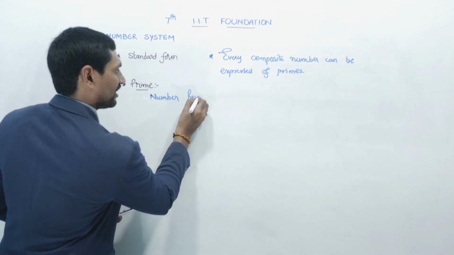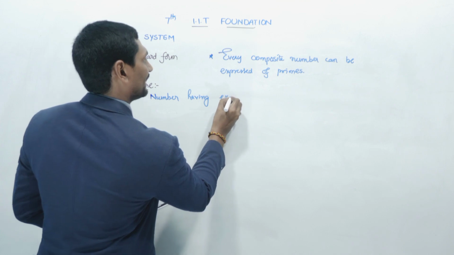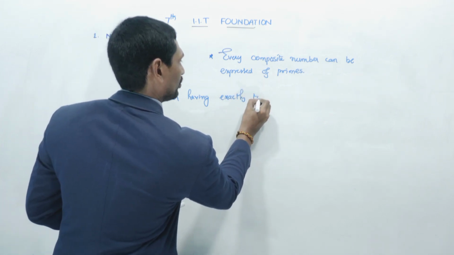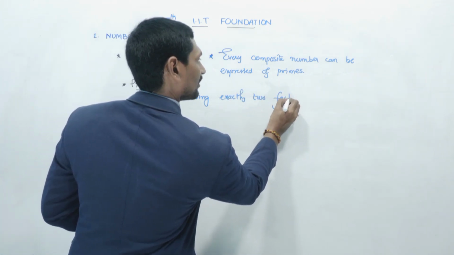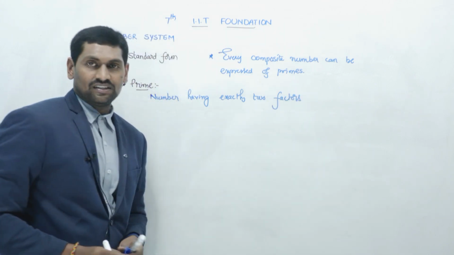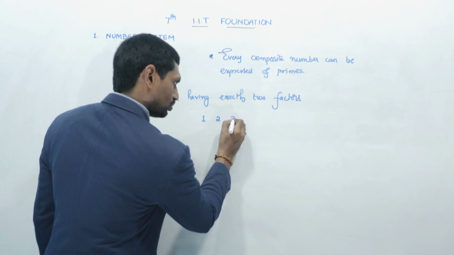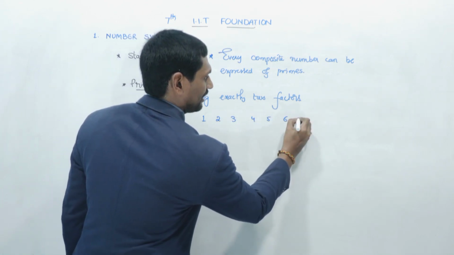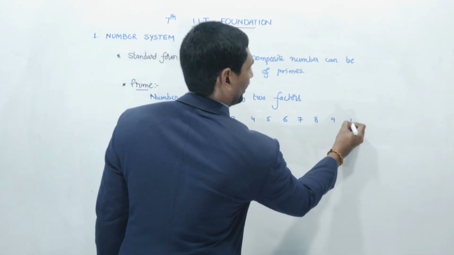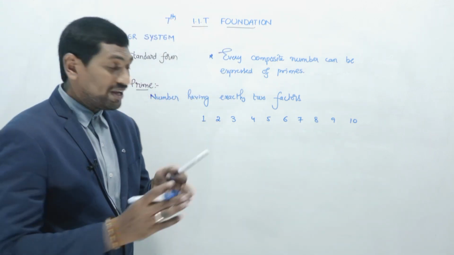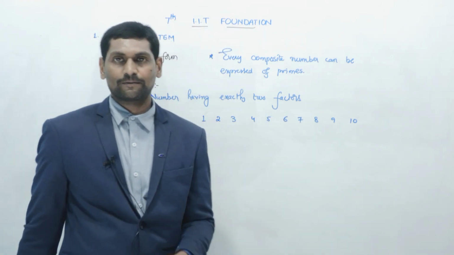A prime number is a number having exactly two factors. Okay, so for example, let me take the numbers 1, 2, 3, 4, 5, just 1 to 10. Now let me decide how many prime numbers there are in this 1 to 10.